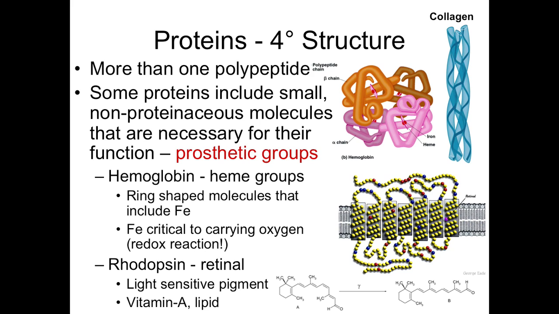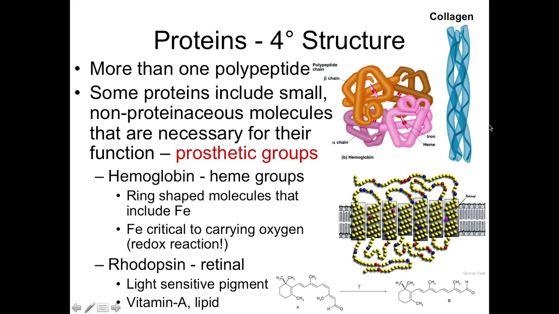They're an iron ion that's surrounded by an organic ring. And it's that iron that is going to be responsible for binding to oxygen. And so without that heme group, hemoglobin can't move oxygen through your blood. And so hemoglobin can't function without its prosthetic group. It's not proteinaceous, but it's required for the proper functioning of the hemoglobin.